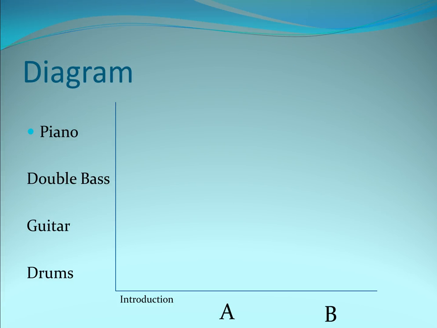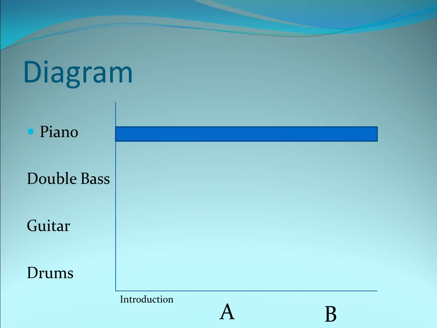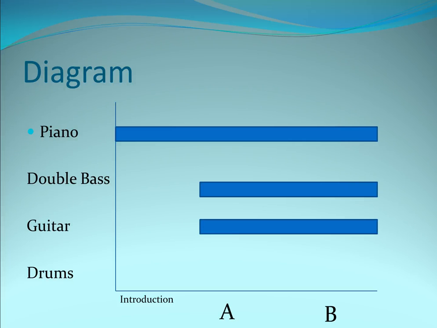So the diagram, you can see down the side I've got piano, double bass, guitar and drums. Obviously you'd list all the instruments if you had them. And along the bottom you can see that there's introduction, section A and section B. So for this one, piano's used all the way through, so I've just simply drawn a line all the way through those bits and pieces. Double bass, it's really only in section A and B. The guitar's the same and the drum's the same. As I said, in this particular diagram it's quite simple, but I deliberately chose that one.